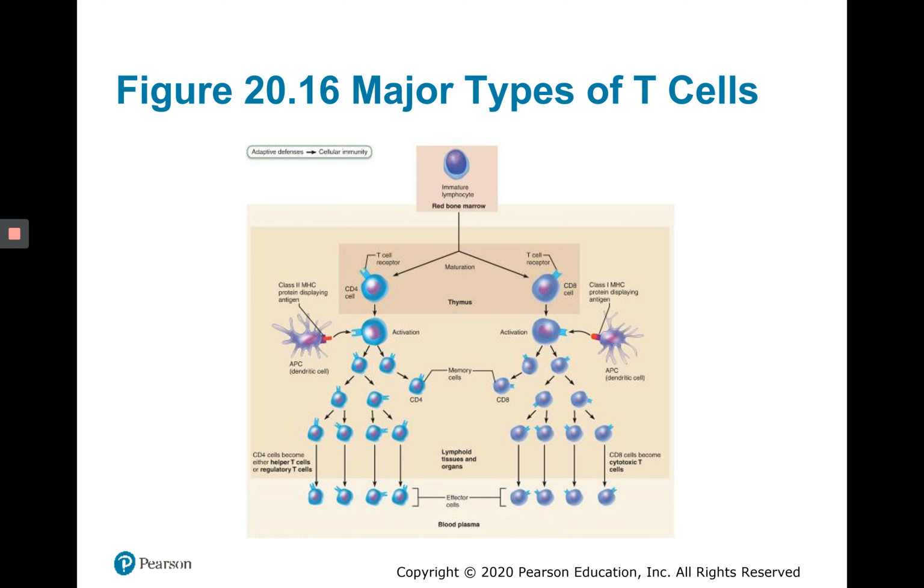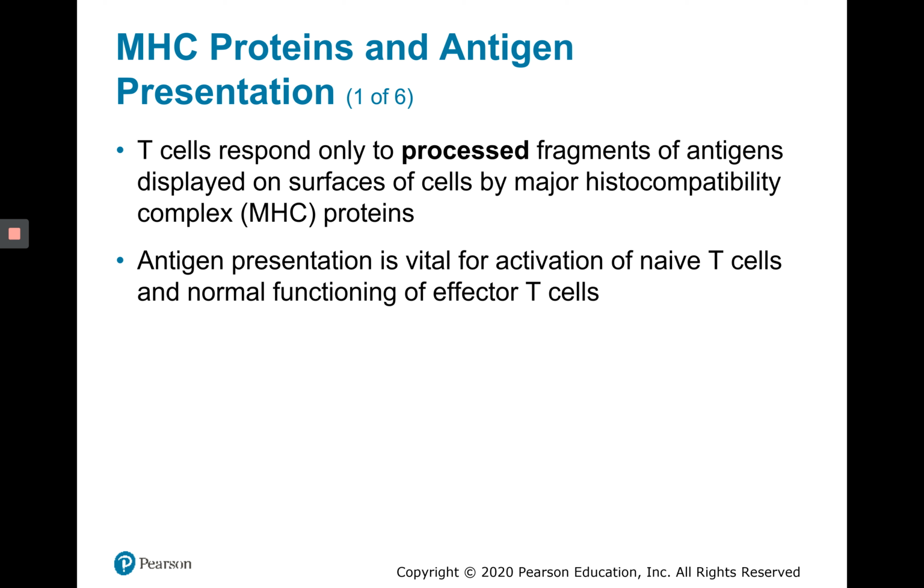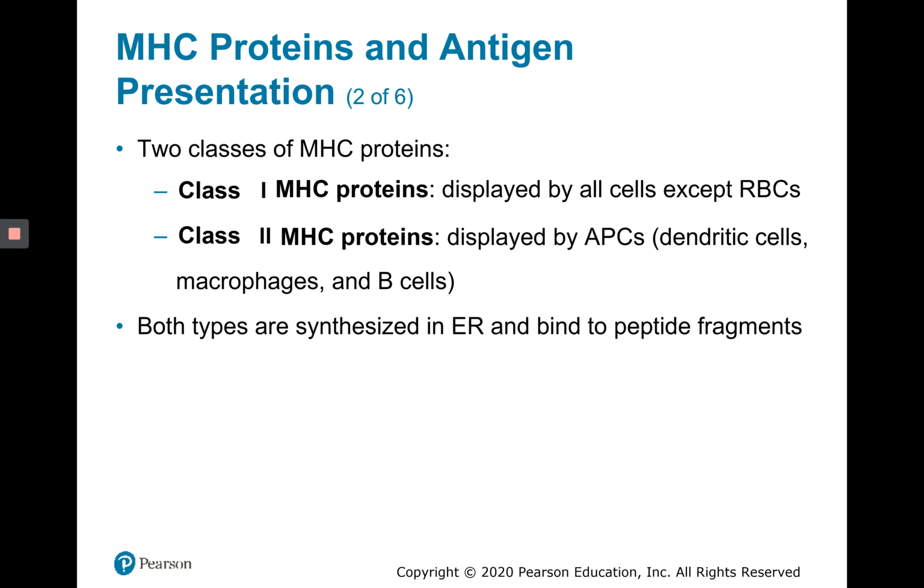MHC class 2 is only found on antigen-presenting cells, whereas MHC class 1 is found on all cells that have a nucleus, so they are not found on red blood cells, which are anucleate. T cells respond only to those processed fragments of antigens that are displayed on the surface of cells by those MHC proteins, or major histocompatibility complexes. The antigen presentation is vital for the activation of naive T cells and normal functioning of effector T cells.